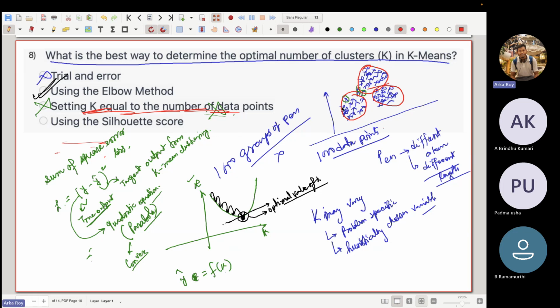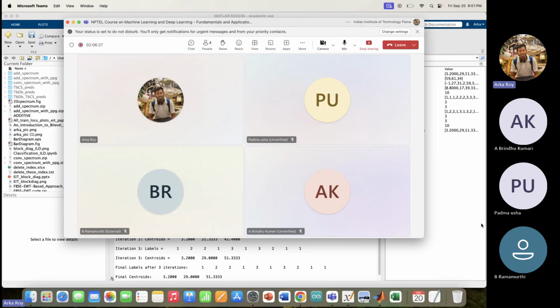So we are left with questions 9 and 10. In the case of questions 9 and 10, I have found some discrepancy. I will talk to NPTEL regarding the discrepancy, and then in the next week I will solve these questions.